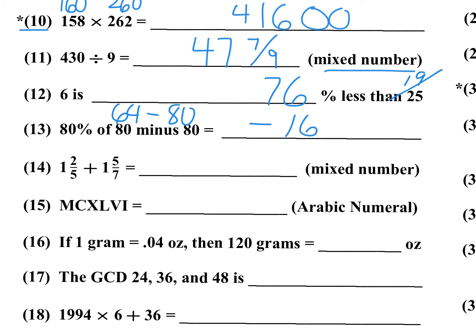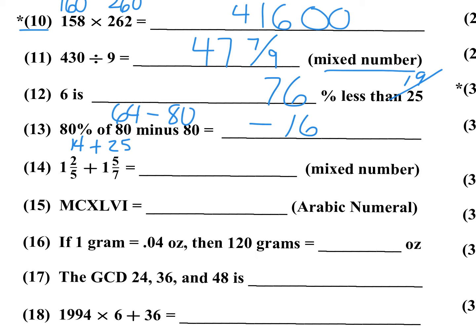Number 14, we're adding fractions. We want the answer as a mixed number. So what I'm going to do is 7 times 2, this is 14, and 5 times 5 is 25, using a cross product. And I'm going to add those two. That's going to give me my numerator. So I'm going to have 39 over 35.